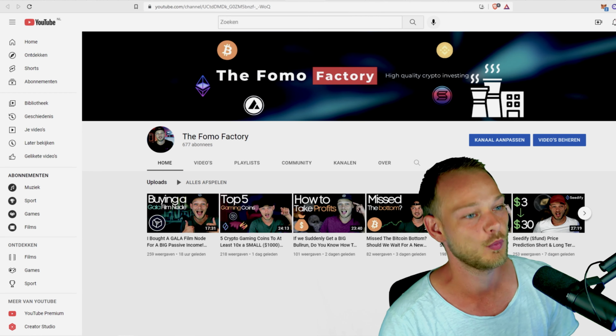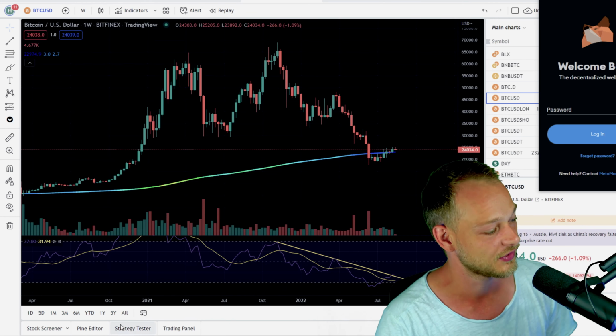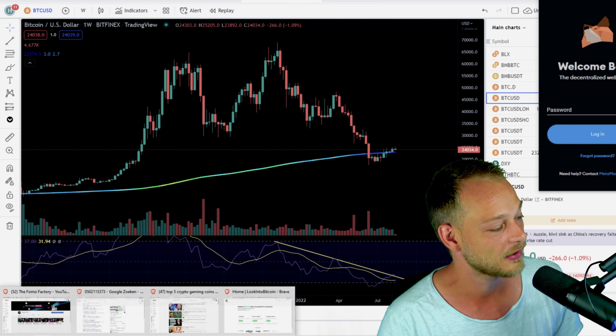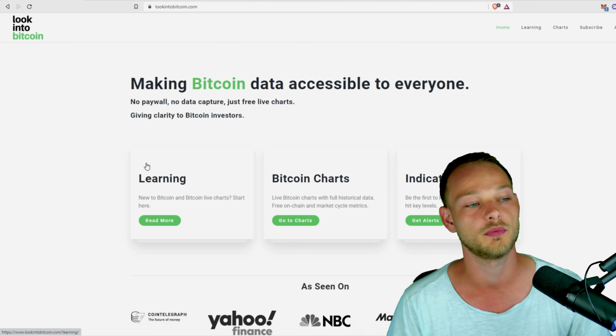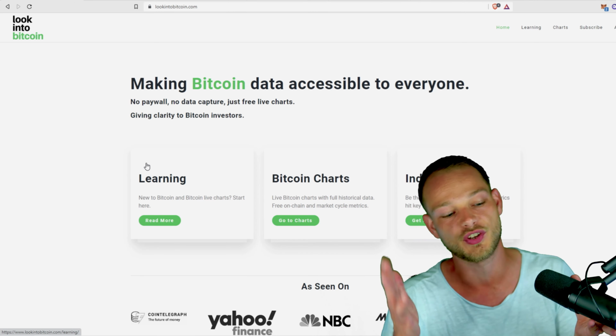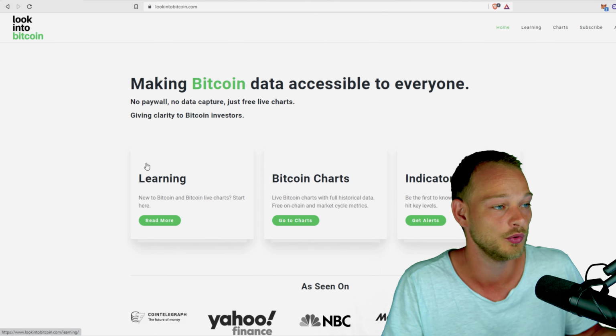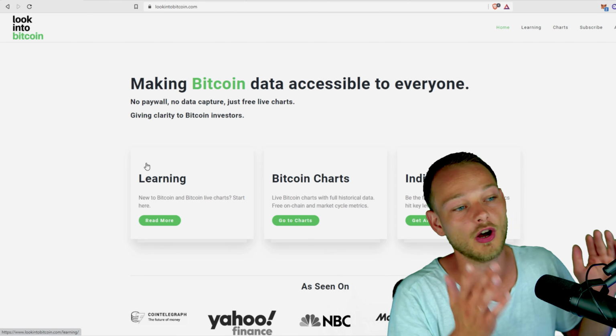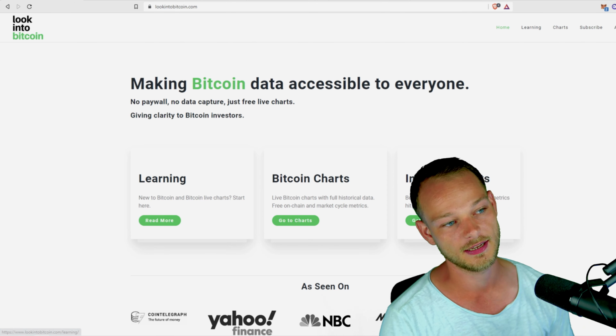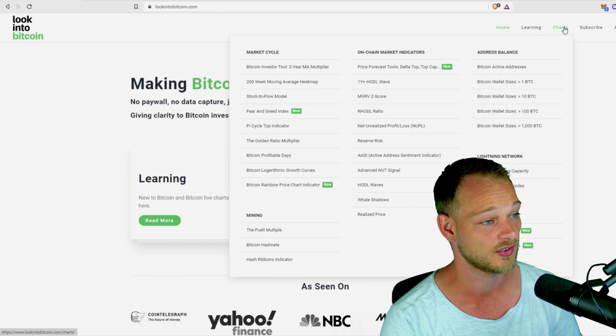Now the first website that I really want to show you is not this. The first website that I really want to show you is lookintobitcoin.com, because everybody is talking about charts, and charts are useful. You need charts, of course, but this is for on-chain data, right? On-chain data is really something you should take a look at.